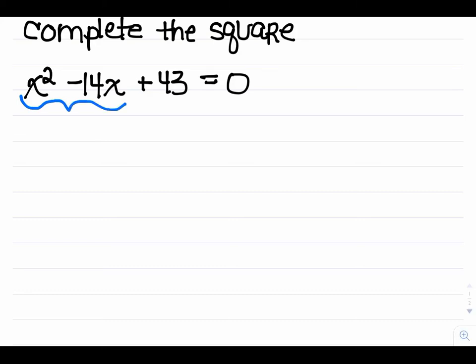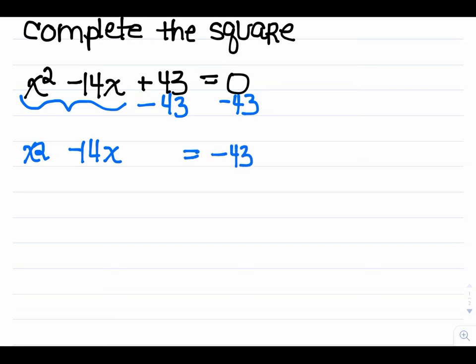Since I want to get these first two terms by themselves, the x squared and x term, I'm going to start by subtracting 43 from both sides. Then let me rewrite my problem. I'm going to leave a little bit of space after the 14x.